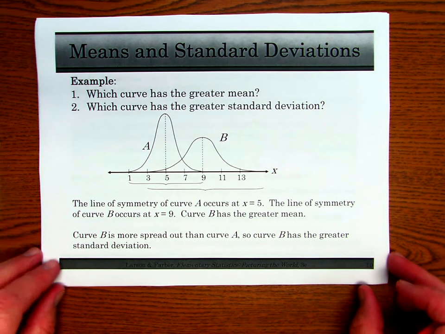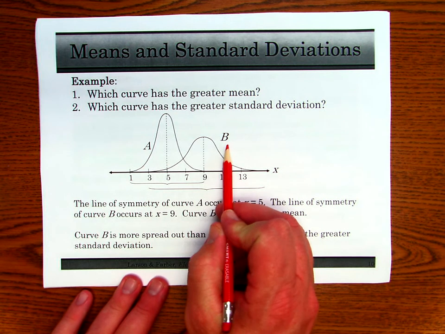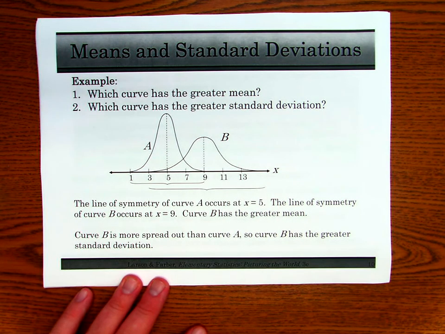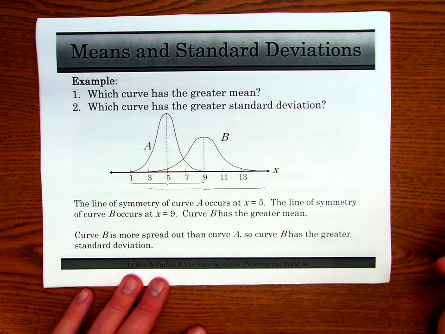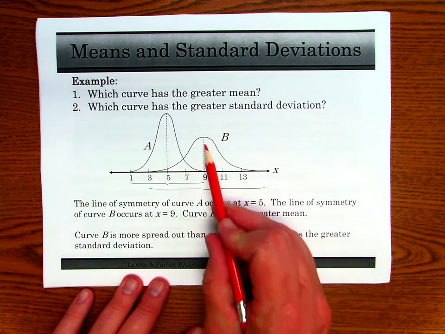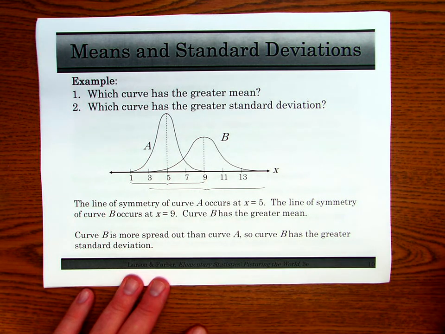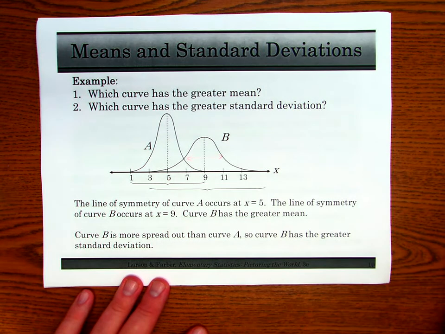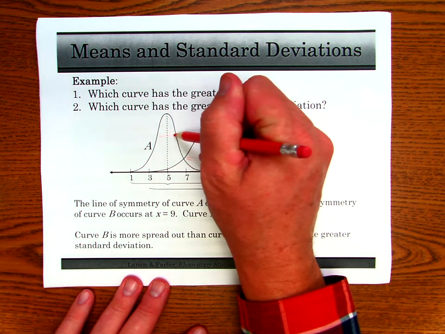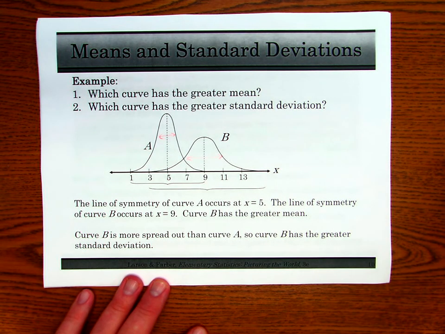All right, for this example here, we have two normal curves, curve A and curve B. Which curve has the greater mean? Well, the mean is going to be the location of the center line for the graph. So B has a mean of 9, A has a mean of 5, so B has the greater mean. Which curve has a greater standard deviation? The one that's more spread out has the greater standard deviation. The one that's less spread out has the smaller standard deviation. So B, in addition to having a larger mean, has a larger standard deviation as well.